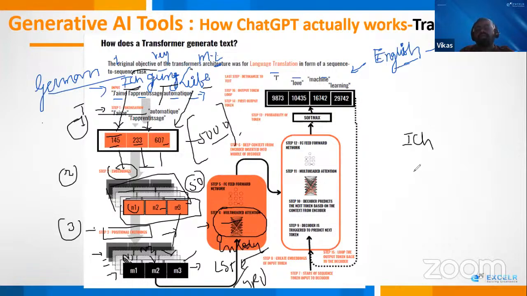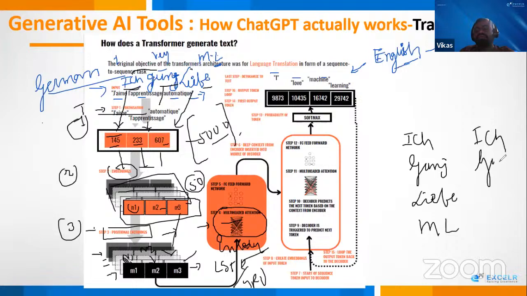It will try to write here Ich, Gern, Liebe, then ML, and the same words will be written here: Ich, Gern, Liebe, ML. Now what I am trying to do is create a relationship. So what is it trying to understand here? What is the relationship?